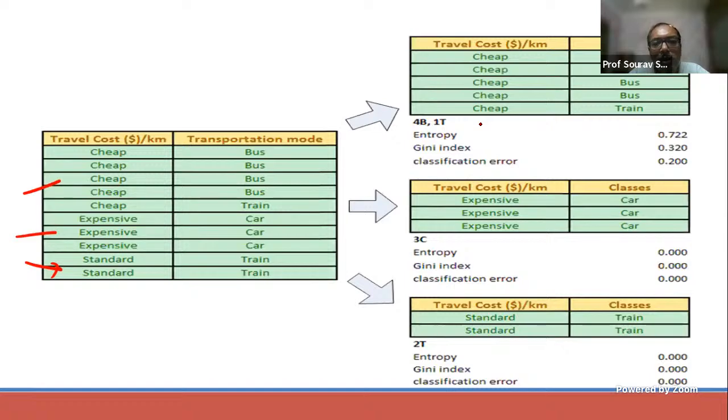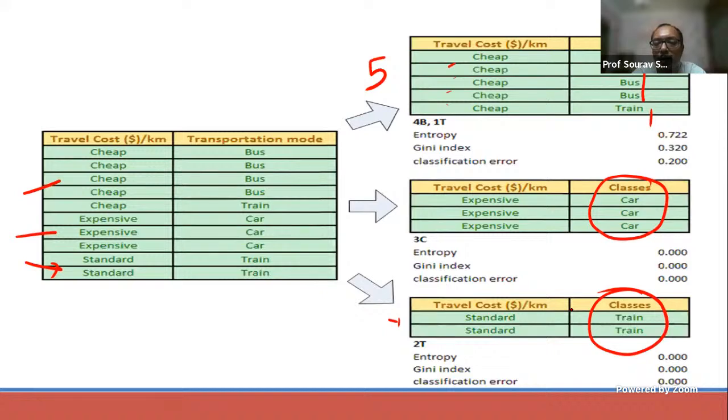So travel cost cheap, right? 5 records are there, of which 4 are saying bus and 1 is saying train. 4 bus and 1 train. If I take travel cost as expensive, all the 3 are saying car. If the travel cost is standard, all the 2 are saying train.